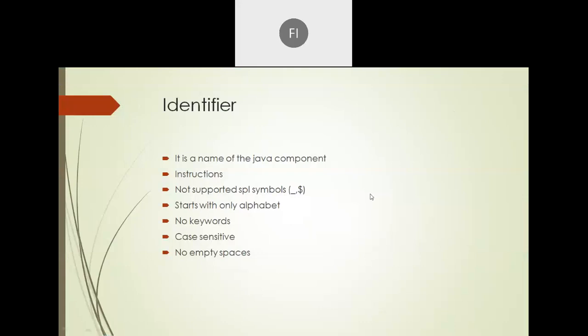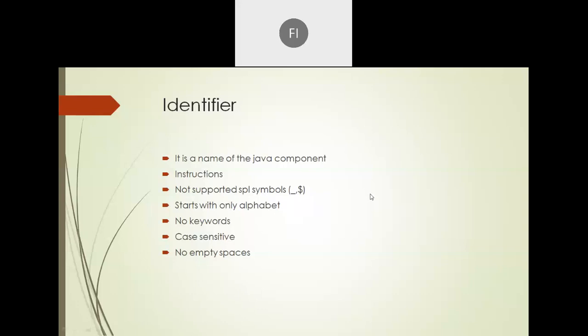The rules are, first, it should not support special symbols except underscore mostly. If you want to write any name, you can use the underscore to separate the words, but you cannot use at the rate, dot, or other symbols on the keyboard. So we cannot use them except underscore. Similarly, every name has to start with an alphabet, A to Z. We cannot start with numbers. Even though it supports numbers, we can write them in between or at the end of the name, but not at the start.